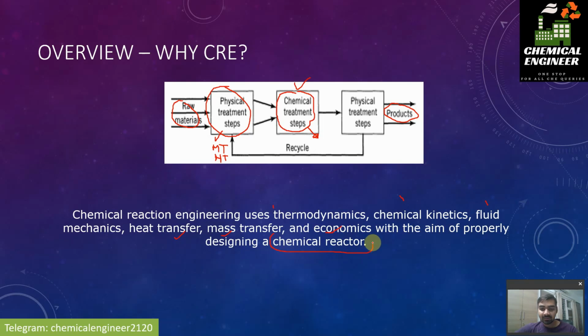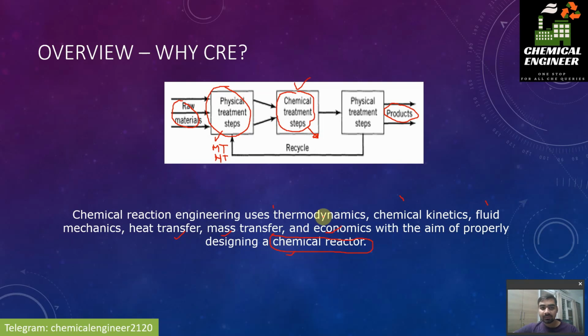You should remember these words, chemical reactor. What we will learn after completion of this course is designing of a chemical reactor. And how will we design? For that we will require knowledge of thermodynamics, chemical kinetics, fluid mechanics, mass transfer, and economics. So this is the basic overview of what we call chemical reaction engineering. This is an overview of what we are going to do, and that should be clear in your mind.